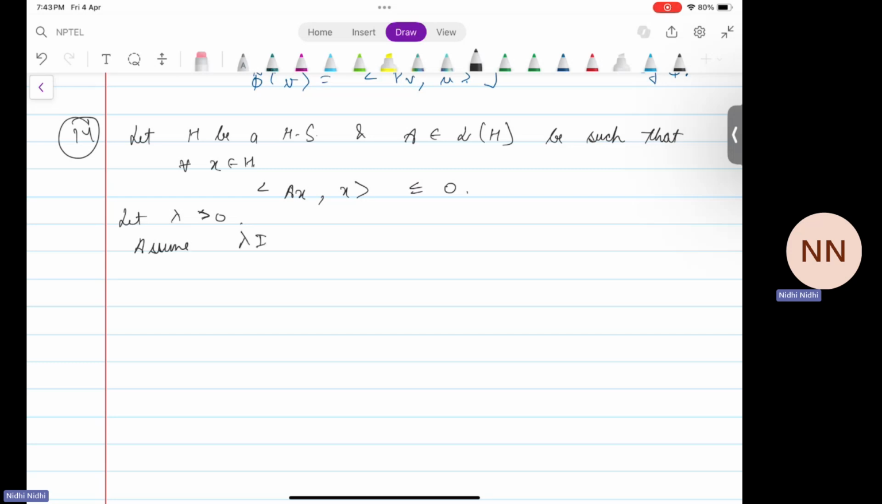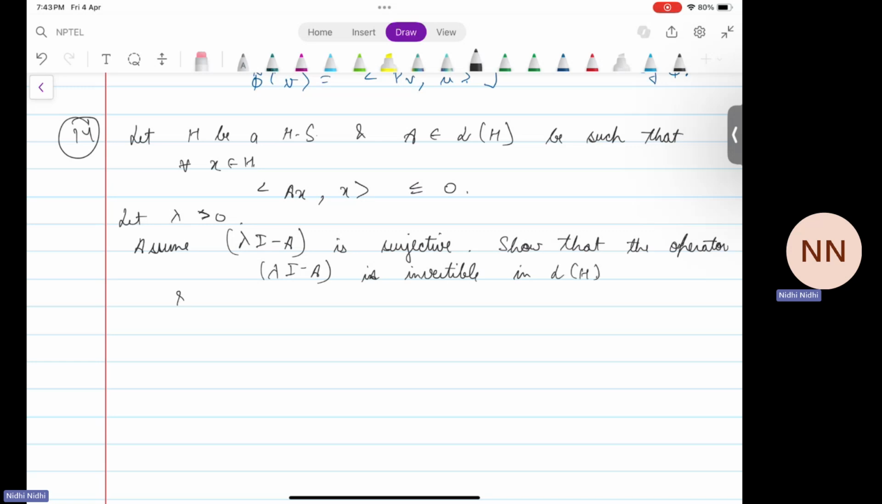Assume that lambda I minus A is surjective. That means onto. Show that the operator lambda I minus A is invertible in L(H) and the norm of (lambda I minus A) inverse is less than or equal to 1 by lambda.